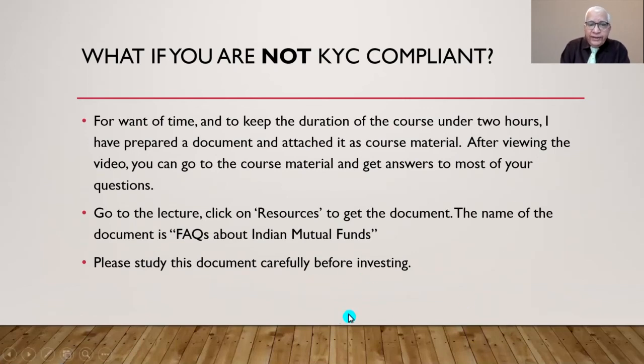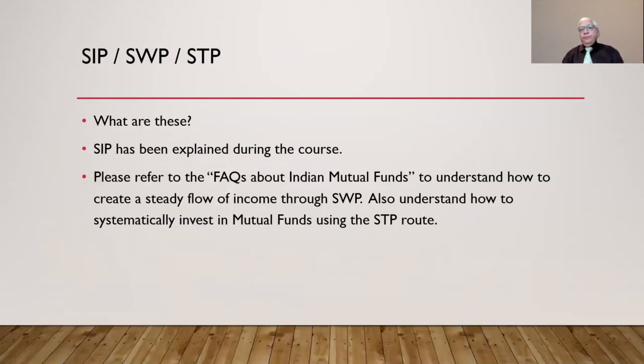Okay. Fine. Now, SIP, SWP, and STP. What are these things? I'll briefly mention. They have been covered in the FAQs document also. SIP has been explained in the course. I'll talk briefly about SWP. SWP stands for Systematic Withdrawal Plan. For example, you receive a chunk of money, let's say 25 lakhs or 50 lakhs or something like that, and you want to earn regularly by investing this fund in a mutual fund. You want to earn some kind of an annuity or some kind of an income.